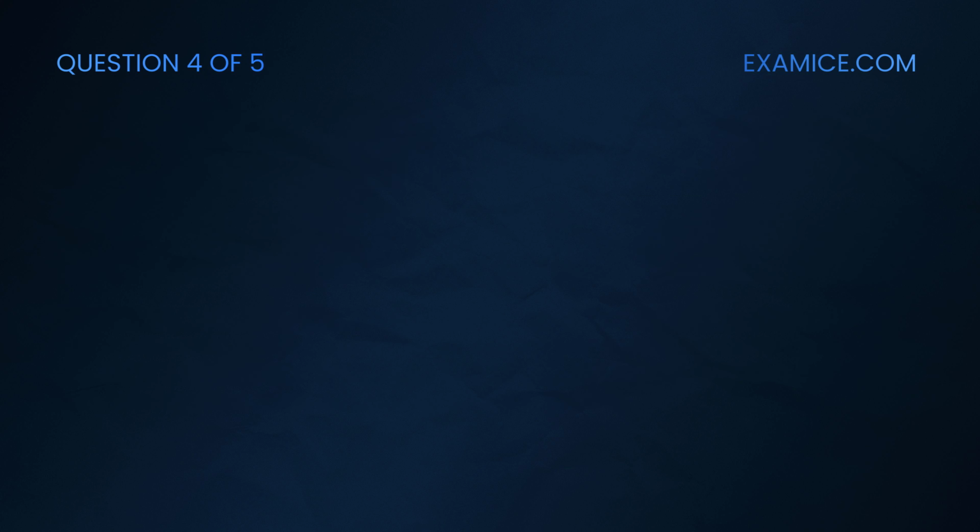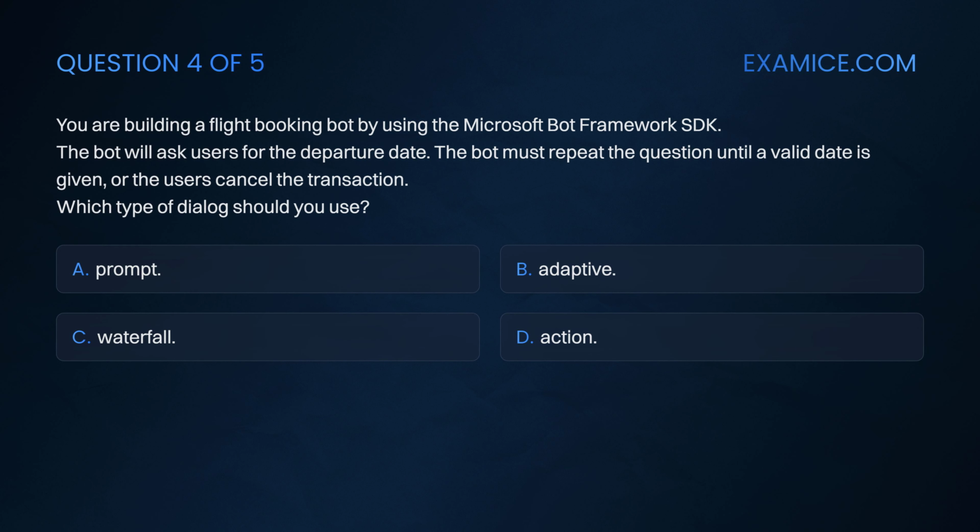Question 4. You are building a flight booking bot by using the Microsoft Bot Framework SDK. The bot will ask users for the departure date. The bot must repeat the question until a valid date is given, or the users cancel the transaction. Which type of dialogue should you use? Option A, prompt. Option B, adaptive. Option C, waterfall. Option D, action.